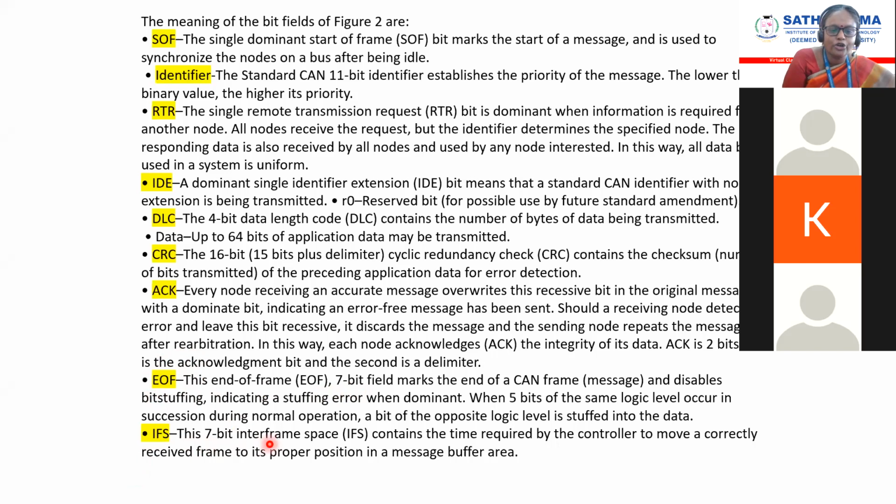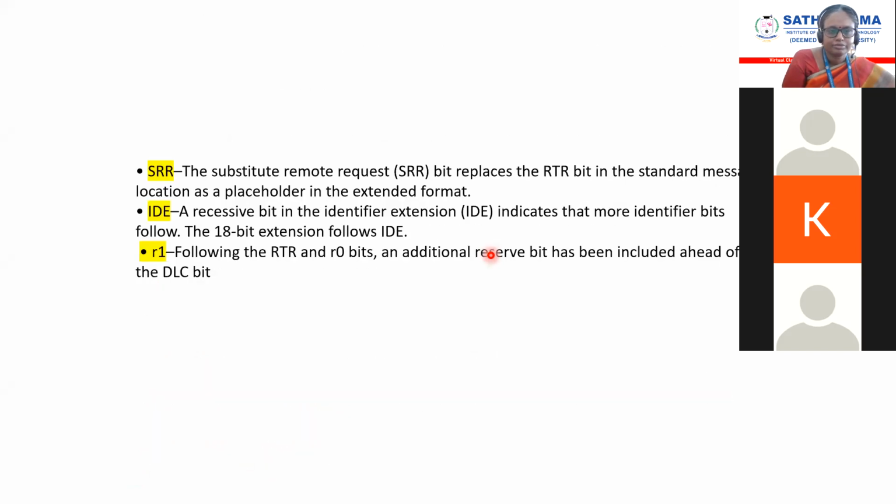Then IFS. IFS means, I told you, interframe space. It is nothing but checking whether the controller is working correctly, whether it has received the frame, whether some message is in the buffer, and whether it is responding correctly to the particular frame. That is interframe space. Then SRR, substitute remote request. It is nothing but RTR being replaced by SRR.